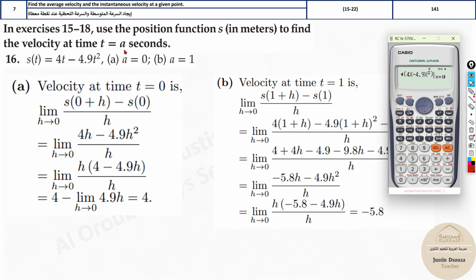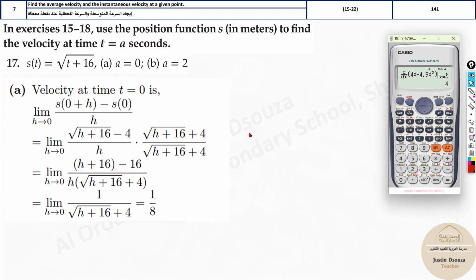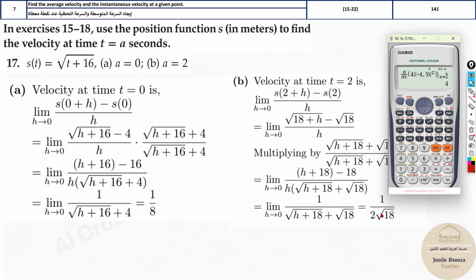And what about the first interval at 0? At 0, it'll be 4. That's it. So you can easily solve these problems. It doesn't matter whether there's a square root or trigonometry, just do it directly in the calculator. You can see this is the answer, and over here this is the answer.